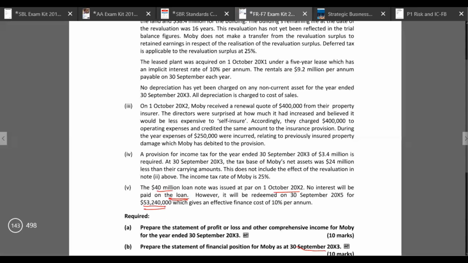That means currently the company is issuing the loan note. They are getting 40,000, but they will be paying 53,240. So 40 million is what they're getting, and they will be paying 53,240. That means more than what they are getting, which gives an effective rate of 10%. So this is simple. How you're going to solve it?